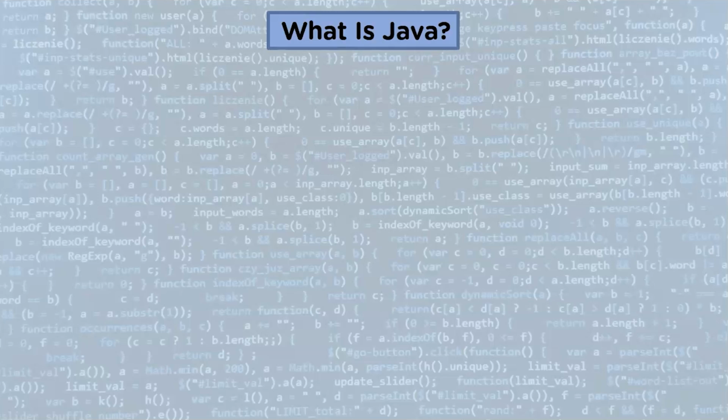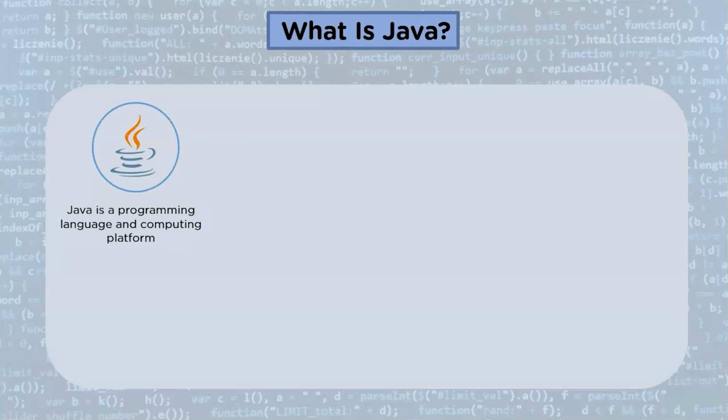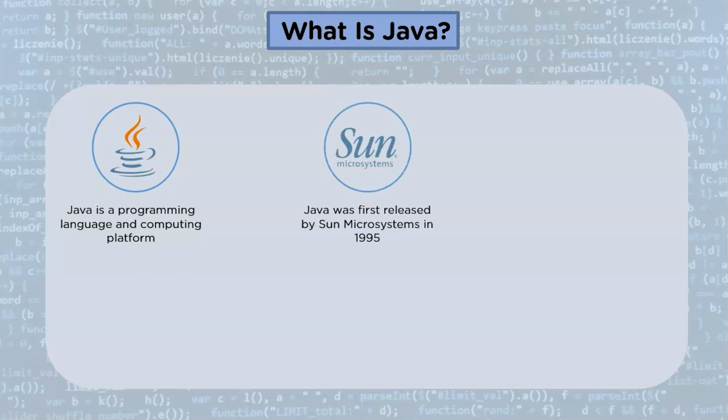What is Java? Java is a programming language as well as a computer platform. Numerous applications and websites will not function unless Java is installed. Sun Microsystems released Java in 1995 and Oracle Corporation eventually purchased it. The Java software platform is used by millions of devices worldwide.